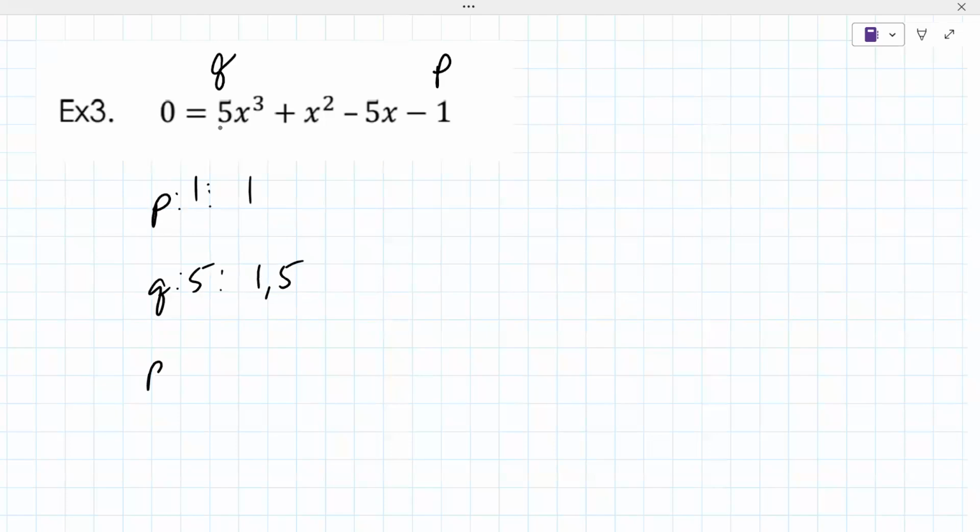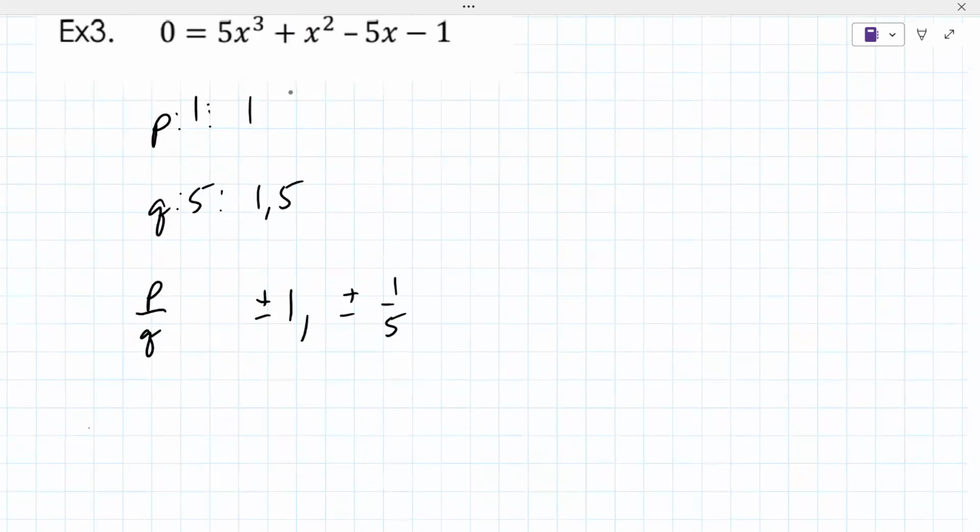So give me the possible roots here for this one, please. All right. It would be 1/1, and then 1/5. Yep. So plus or minus, yes, it's always plus or minus.